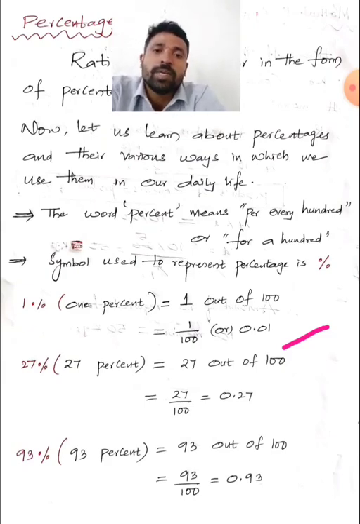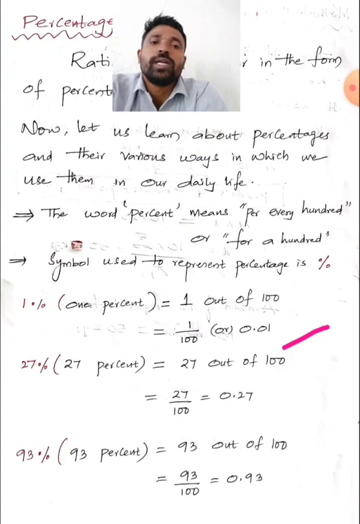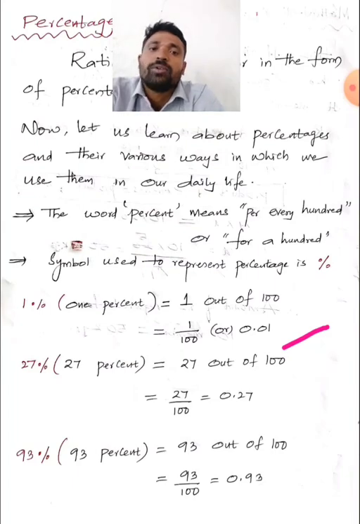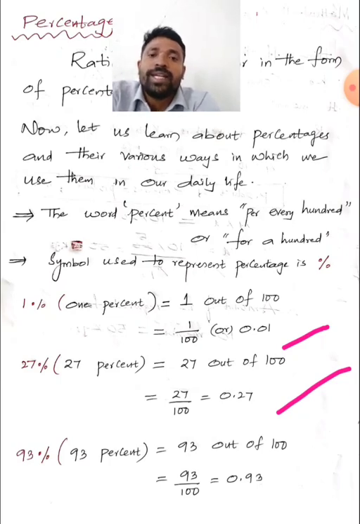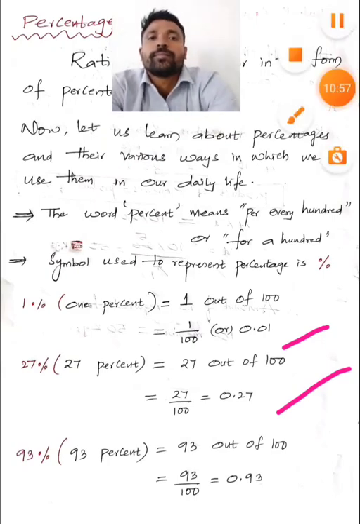Similarly, 27%. 27% means 27 out of 100. Means if the total number of marks is 100, he got 27. Like that we have to compare. Convert 27 by 100 into decimal form, that is 0.27. Similarly, 93% means 93 out of 100. If you convert into decimal form, it becomes 0.93.